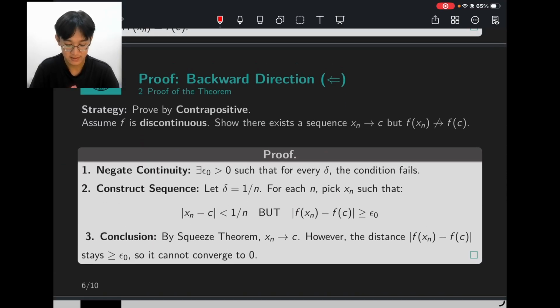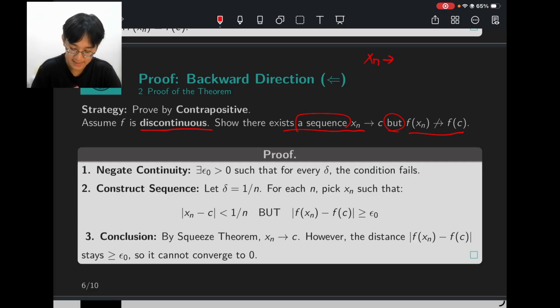Now let's prove the backward direction. For the backward direction, we'll use the contrapositive method. So we assume f is discontinuous. As I said, if you want to prove discontinuity, you just need to find one bad sequence, that's all. And we want to show there is a sequence, so we are finding the bad sequence: xn approaches c, but f(xn) does not approach f(c). So here is a logic trick.